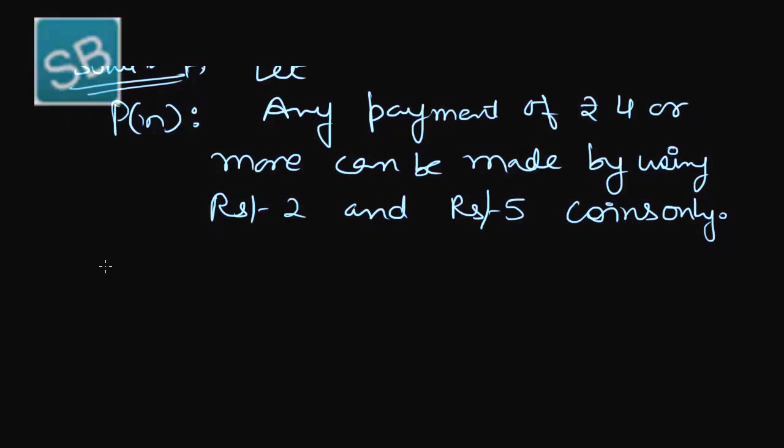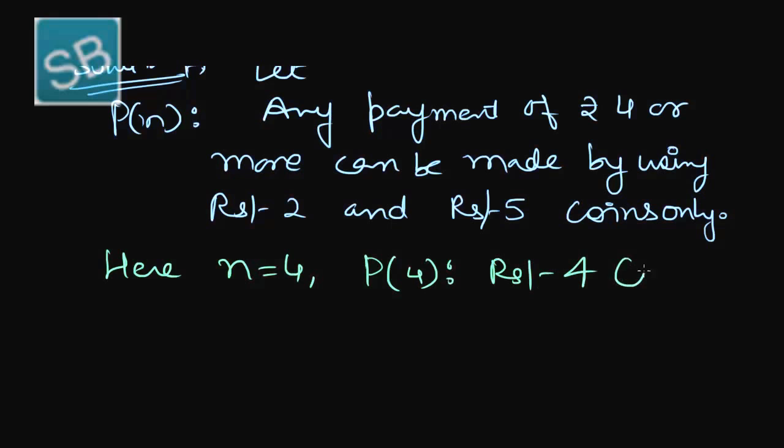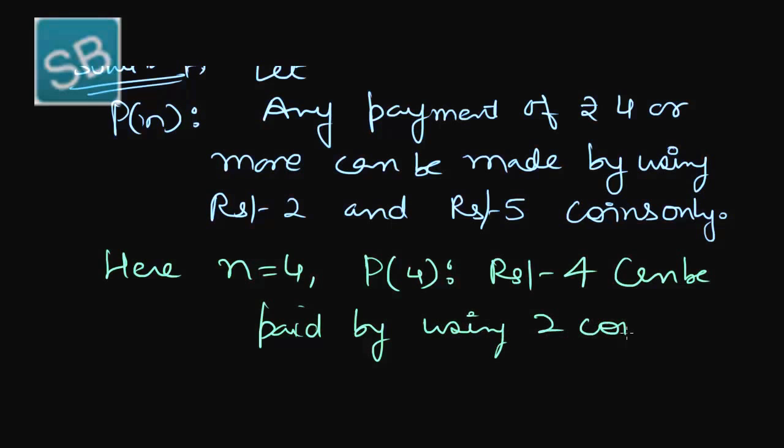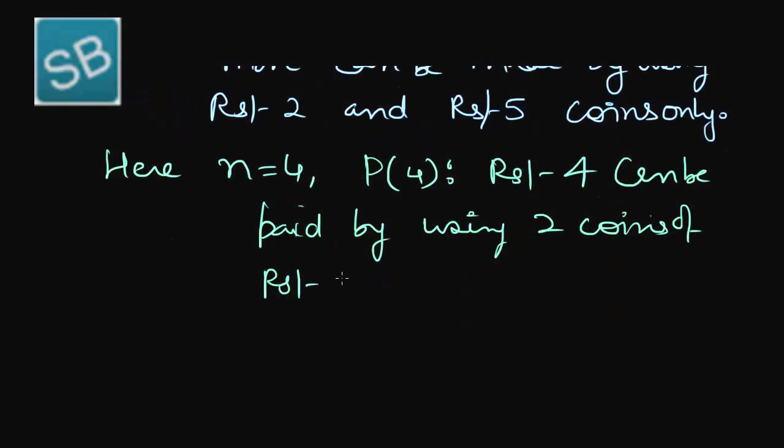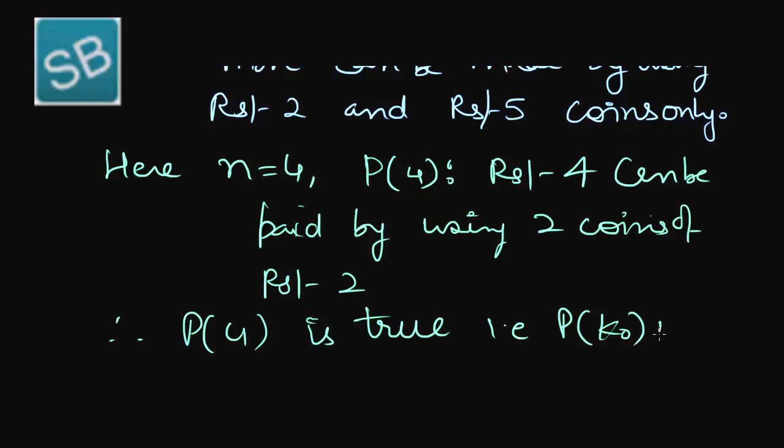So if we take n equal to 4, that is P(4): rupees 4 can be paid by using 2 coins of rupees 2. Therefore, P(4) is true. Recalling invariant 1, that is P(k naught) is true. Here k naught is 4.